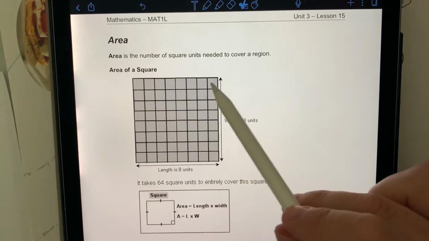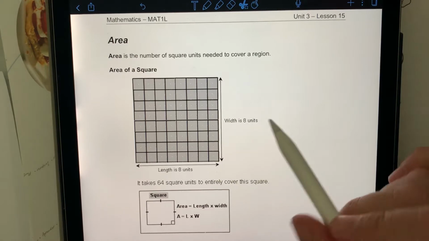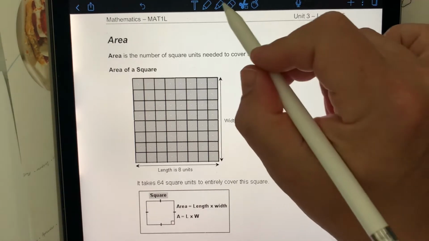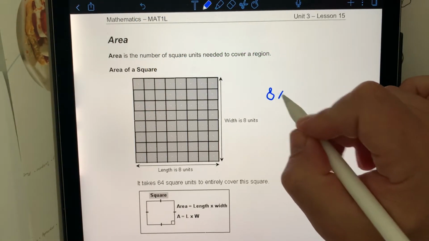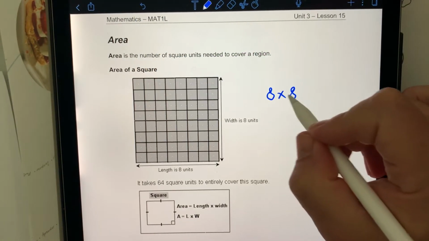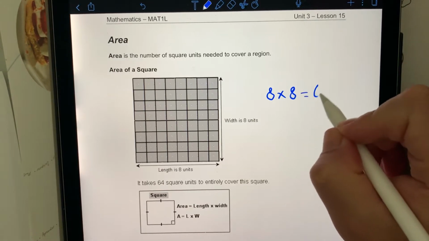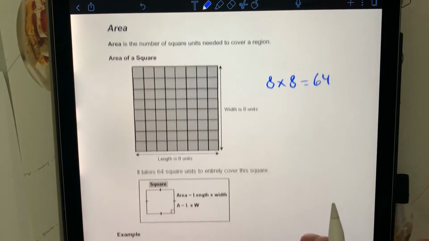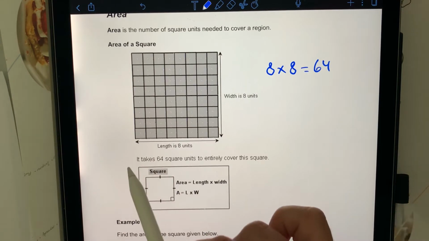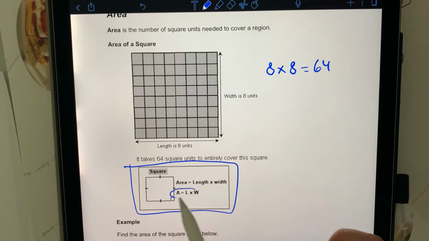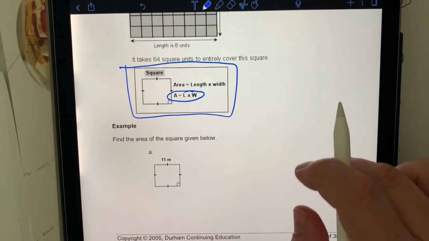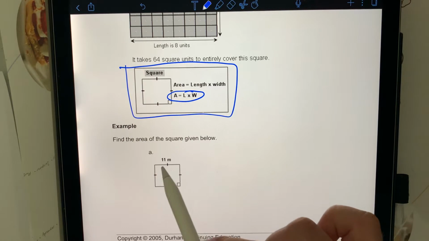So realize that there's 8 tiles and there's 8 rows of them. So the way we can figure this out is we can say, okay, this is 8 times 8 because there's 8 tiles and there's 8 rows, and that's 64 tiles, which brings us to the formula of a square out of a rectangle, and that is area is length times width. Length times width.